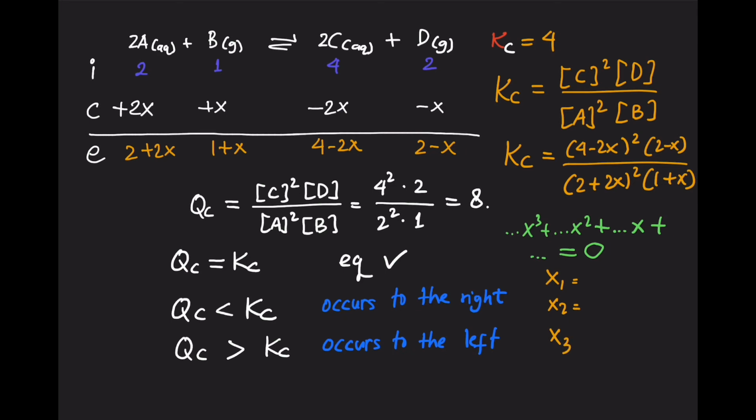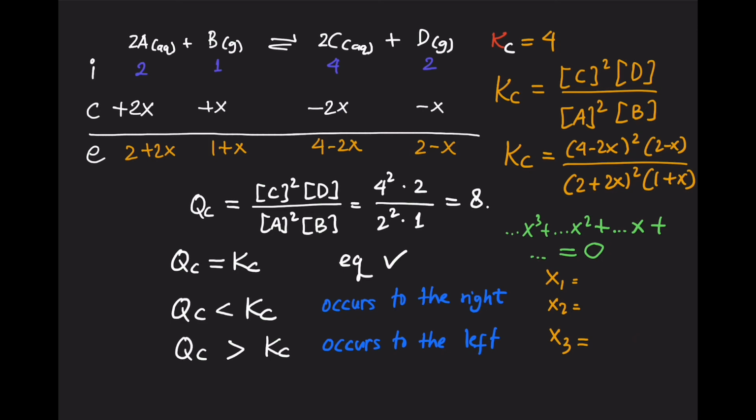Or if this is a simpler equation like a quadratic equation, then you can use the quadratic formula to find the square roots. In this case, you have to find the cubic roots. You can also use a calculator for this, and please learn how to do this in your calculator. And therefore, you will get x1, x2, and x3. So what do you do with these three values of x? Which one will you choose?